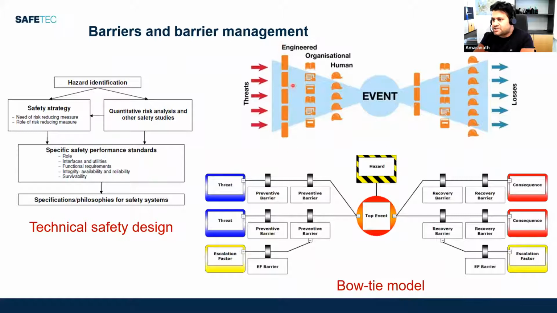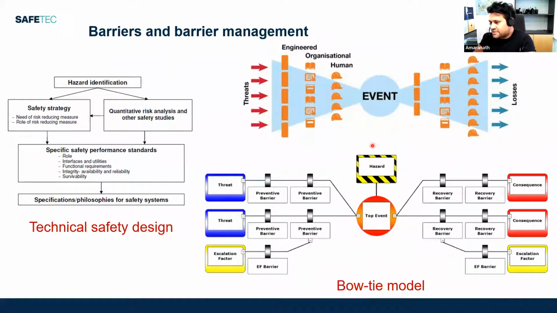So engineering barriers or technical barriers, and then we have organizational barriers and human or operational barriers. These are the three different types of barriers that we have to prevent accidents happening. And if the accident occurs, then we have a certain set of barriers that will prevent the consequences. Again, we can have engineering, organizational, and human barriers to prevent the consequences.